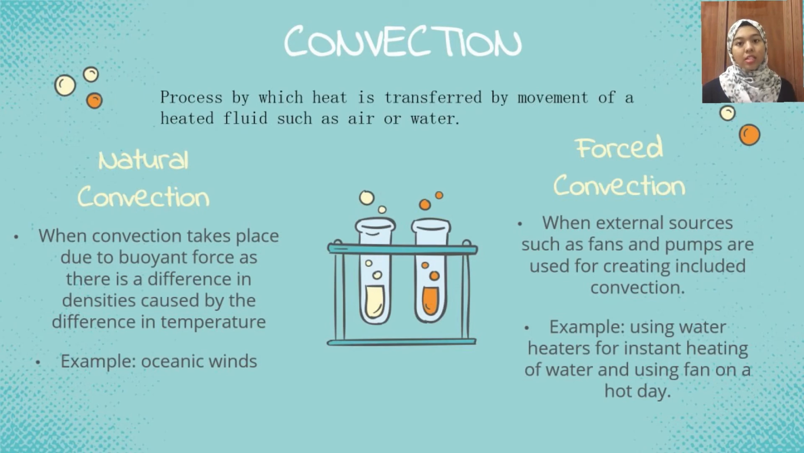The first one is natural convection. Natural convection is when convection takes place due to buoyant force, as there is a difference in densities caused by difference in temperature. For example, oceanic winds. Second, forced convection. Forced convection is when external sources such as fans and pumps are used for creating convection. For example, using water heaters for instant heating of water and using a fan on a hot day.